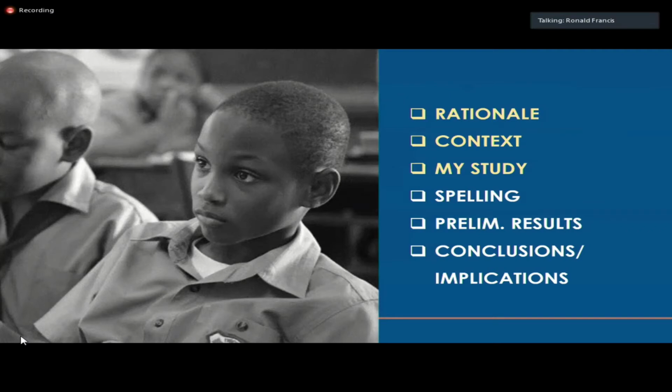So first, in the order of my presentation, I will talk about my PhD thesis on a whole, just a little bit about the rationale, the context, try to zoom in on my study a little bit, and then a little bit about spelling and some of my preliminary results, which are based on the smallest of the 12 schools that I'm looking at. And I will try to draw some conclusions within the time if I have enough to do so.